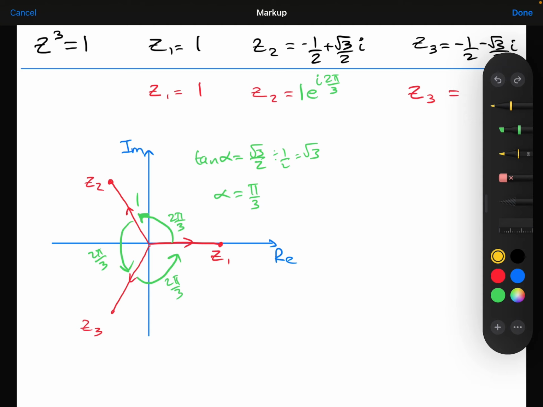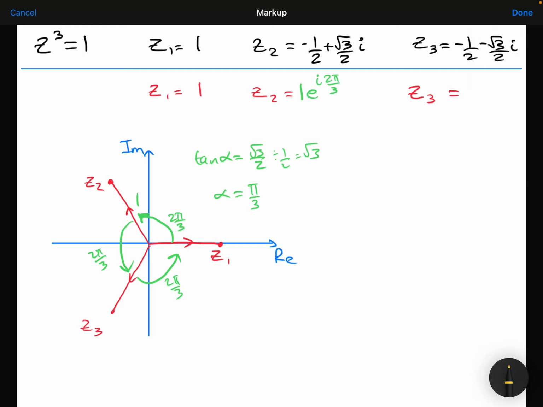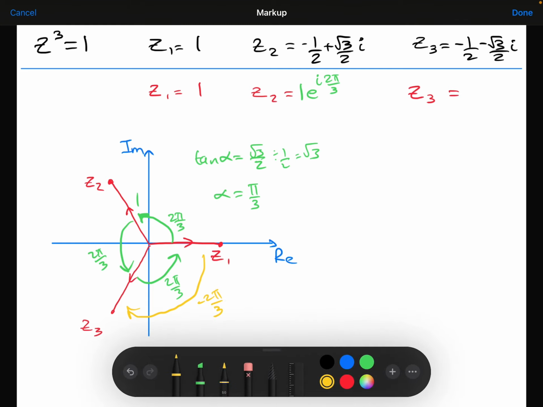And from there we can work out the argument of z3 pretty easily as well. You could do it the long way I just did, or we could just look at our diagram and say the argument's going to be minus 2 pi over 3. So I could say that z3, its modulus is going to be 1 again. Again, do a bit of Pythagoras there if you want to show that. e to the minus 2 pi i over 3.